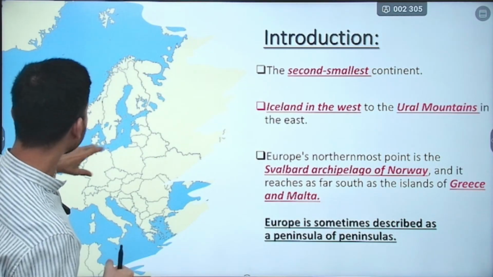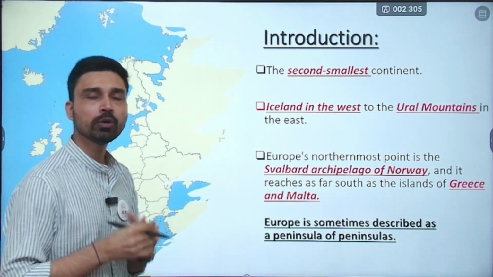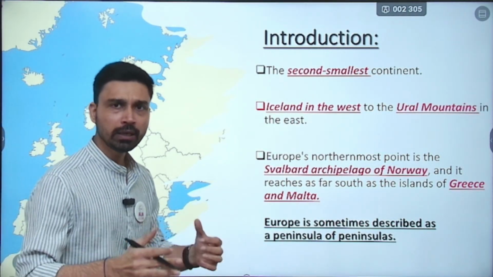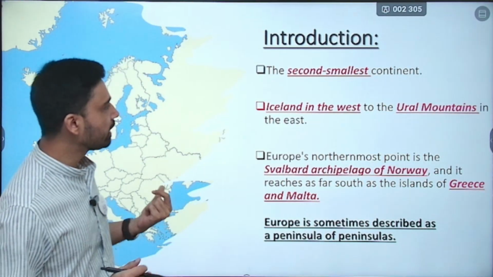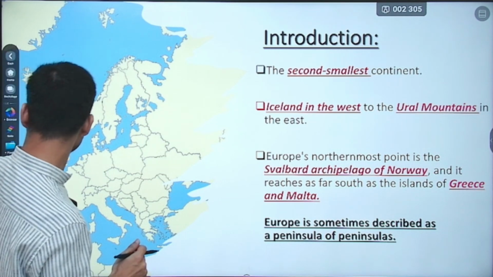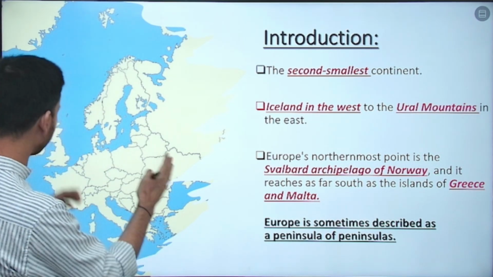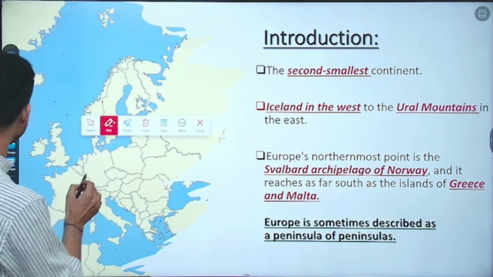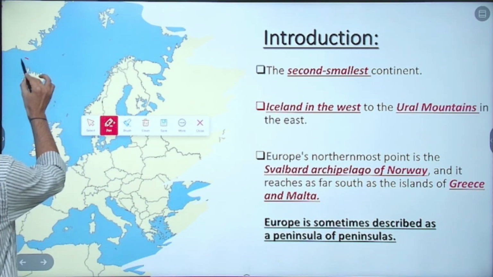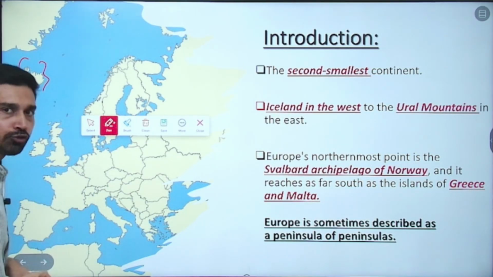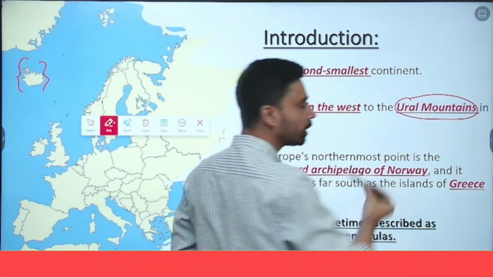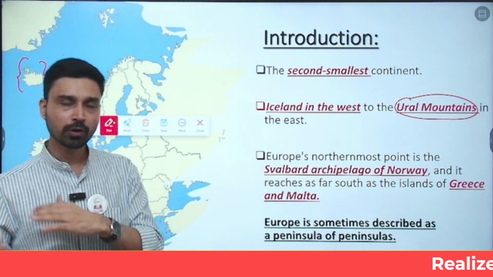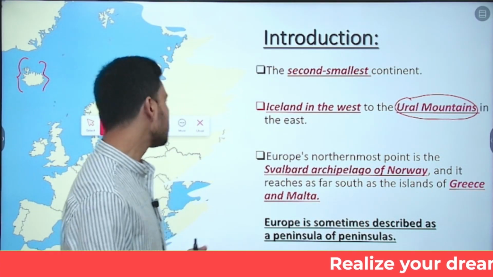So first of all, if you look at a brief overview of Europe, Europe we know is the second smallest continent. The only continent with less area than Europe is Australia. Overall, if you look at the extent of this European continent from west to east, the westernmost country located in Europe is Iceland. You have a small island country here. And further east, you will find a mountain located in Russia. This is called the Urals mountain. So from Iceland in the west to the Urals in the east.